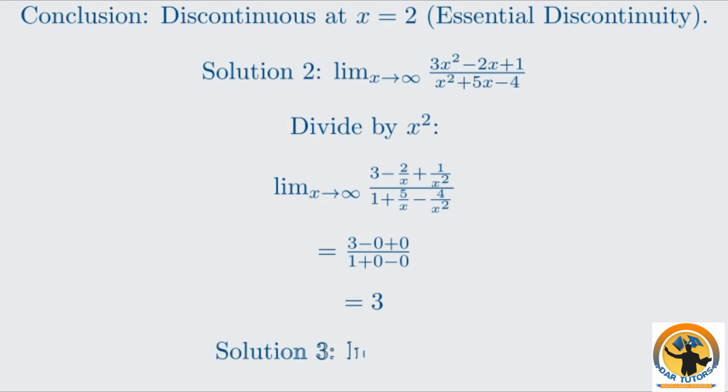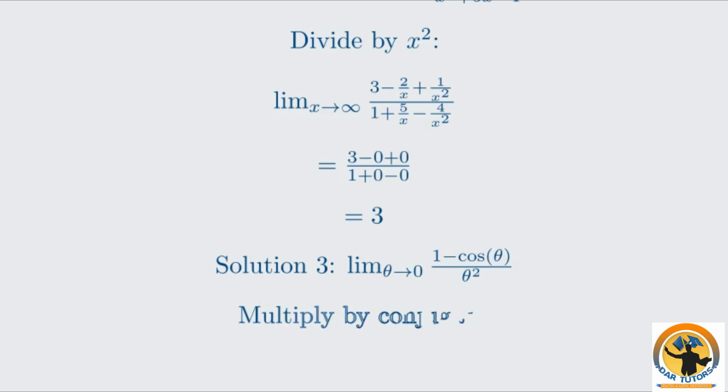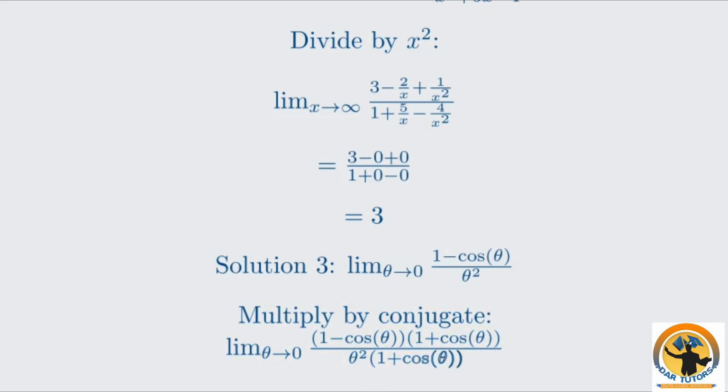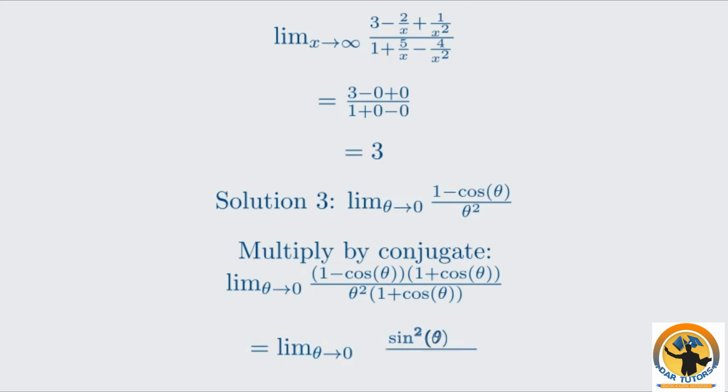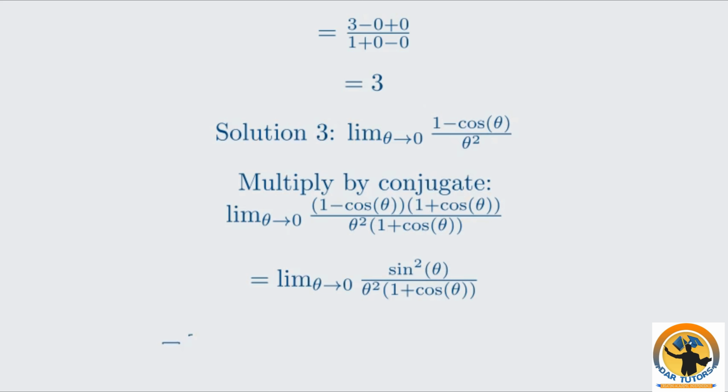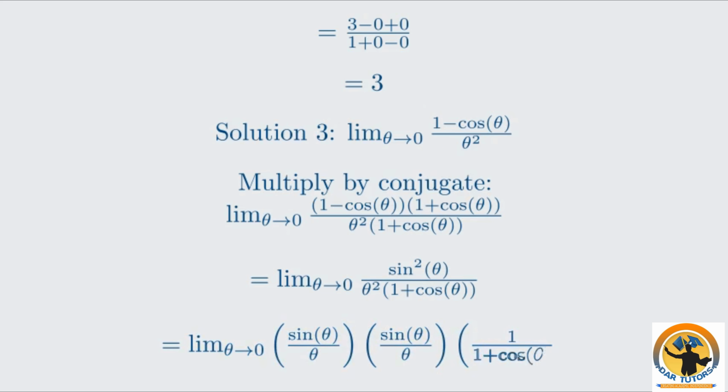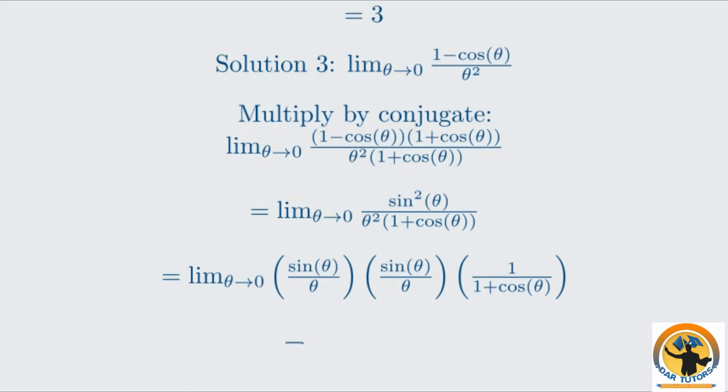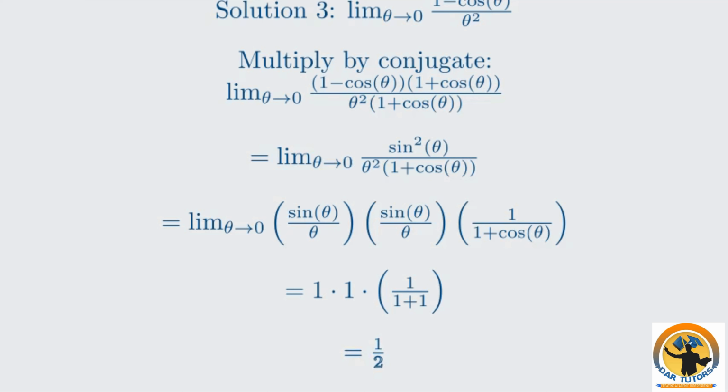For question 3, we have a trigonometric limit. We multiply the numerator and denominator by the conjugate of the numerator, which is 1 plus cosine theta. This simplifies the numerator to sine squared theta. We can then split the expression into sine theta over theta times sine theta over theta times 1 over 1 plus cosine theta. The first 2 terms go to 1, and the third term goes to 1 over 2. The final answer is 1/2.